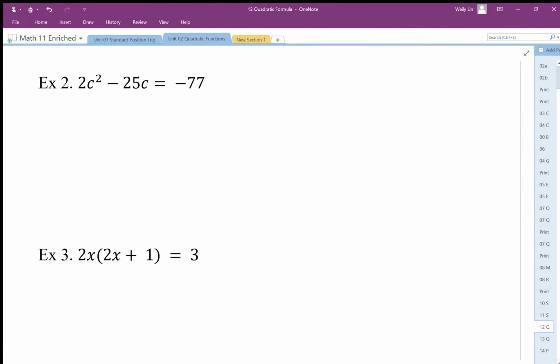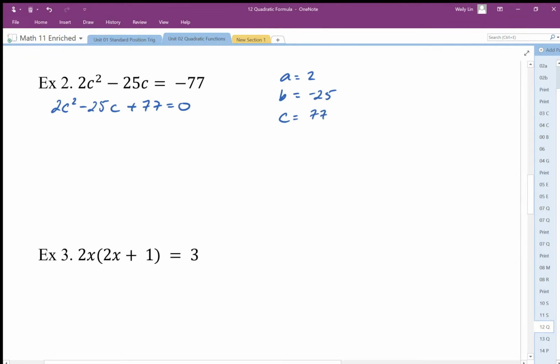So when we have these quadratic equations, if we want to use the quadratic formula, what we need to do first of all is make it equal to 0. So we do 2c squared minus 25c plus 77 equals 0. And really all we need to do is identify a, b, and c. So a equals 2, b equals negative 25, c equals 77.